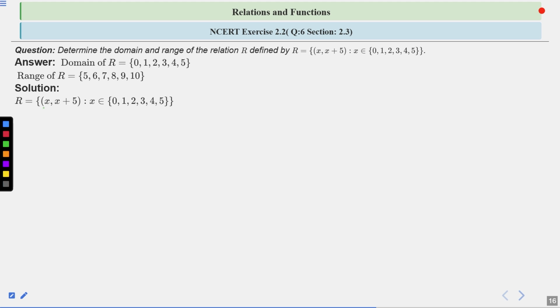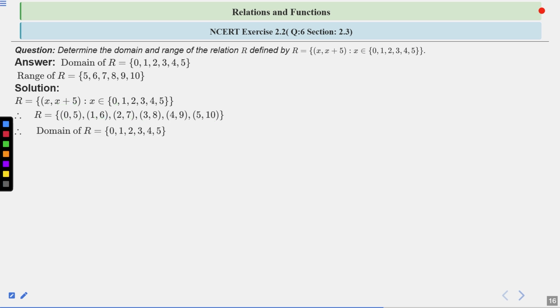As described, collect all your ordered pairs (x, x plus 5) such that x belongs to this set, with elements x can take any value 0, 1, 2, 3, 4, 5. So just substitute x values one by one, 0, 1, 2, 3, 4, 5, in order to get the ordered pairs. If you substitute x as 0, you get the second element as 5. If you substitute x as 1, the second element of your ordered pair is 6. So (2, 7), (3, 8), (4, 9), (5, 10). Clear?